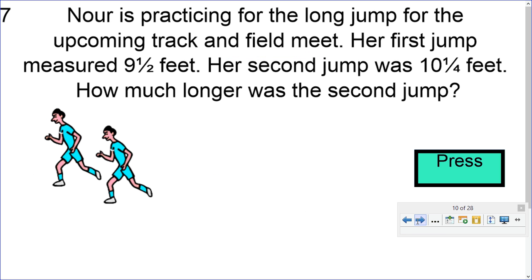All right, Nora's practicing for a long jump for the upcoming track and field meet. Her first jump measured 9.5 feet. Her second jump was 10 1/4 feet. Okay, so she jumped a little longer on the second one. How much longer was the second jump? So the second jump was longer.